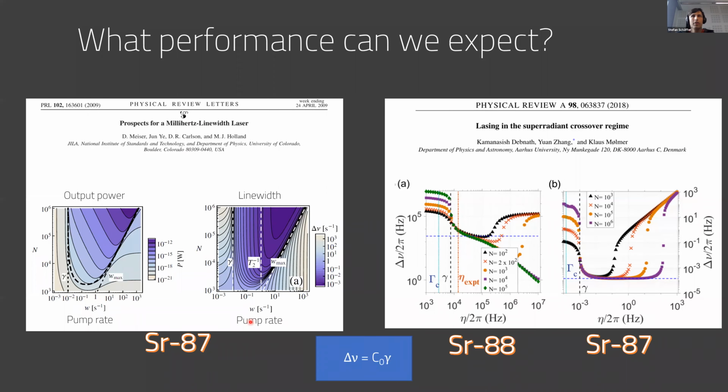So down here on the x-axis, they both have plotted the pumping rate or the flux, depending on what scheme you use. So this is a repumping of the system, of the collective dipole, basically.